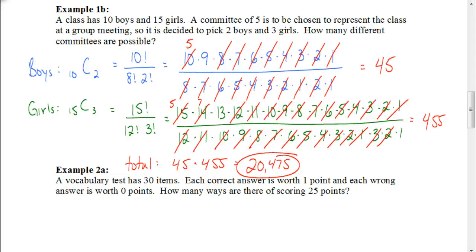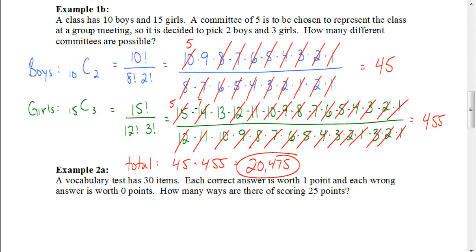For the girls, we'd have 15 factorial, so 15 down to 1. In the denominator, we'd have 12 factorial, so 12 down to 1, and then 3 factorial, so 3 down to 1. Well, that 12 factorial would cancel out 12 down to 1 in the numerator, leaving us with 15 times 14 times 13 in the numerator, and 3 times 2 times 1 in the denominator. Well, the 1 wouldn't matter, but 3 goes into 15 5 times. 2 goes into 14 7 times. So 5 times 7 times 13 is 455.